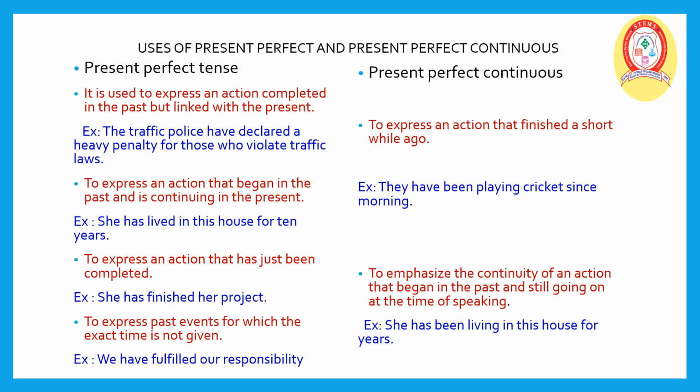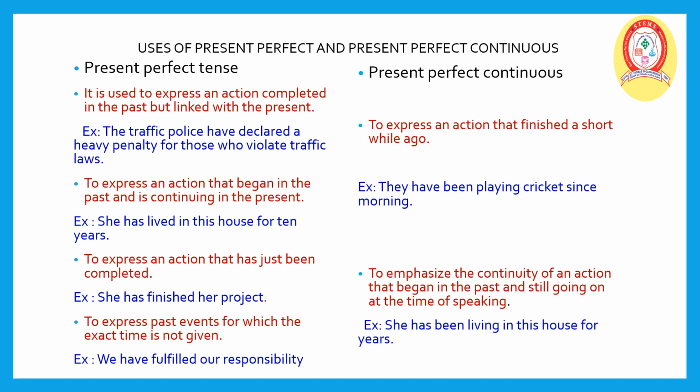Coming to present perfect continuous tense, to express an action that finished a short while ago. Present perfect continuous tense is used to express an action that finished a short while ago. Example, they have been playing cricket since morning. Means they started playing cricket from morning and they just stopped it before I started speaking to you. Means a short while ago they stopped playing cricket. So present perfect continuous tense is used to express an action that finished a short while ago. Means it's already done, and that time you use present perfect continuous tense.